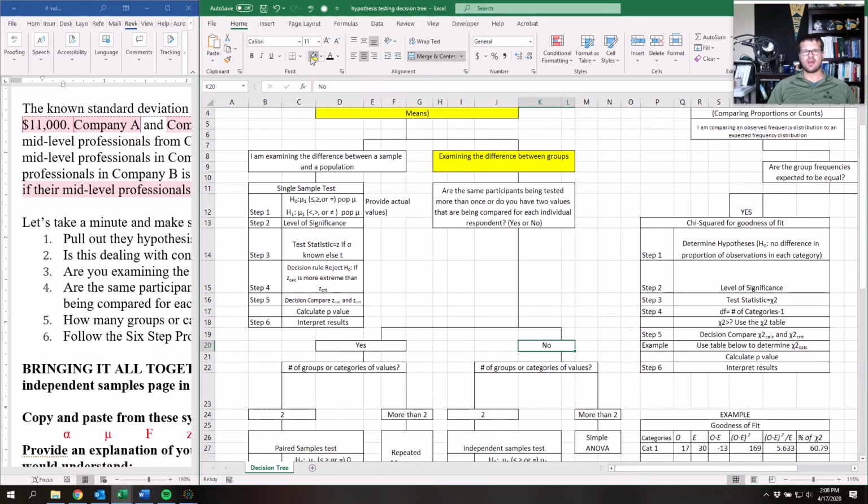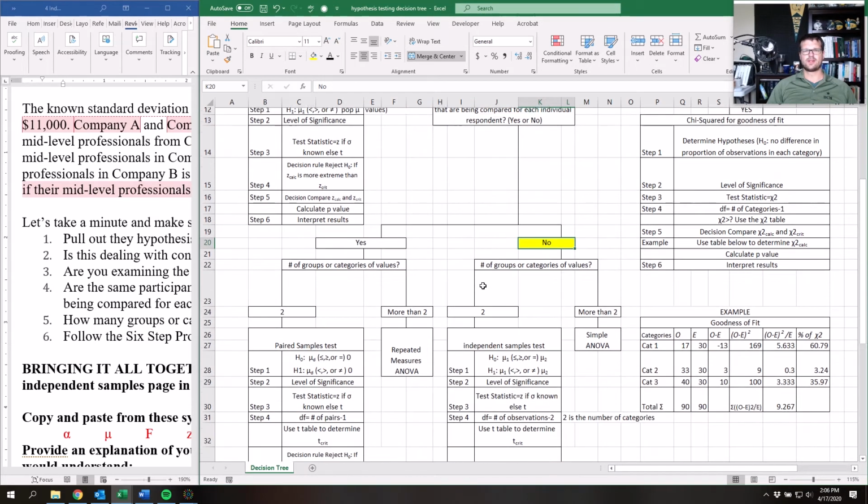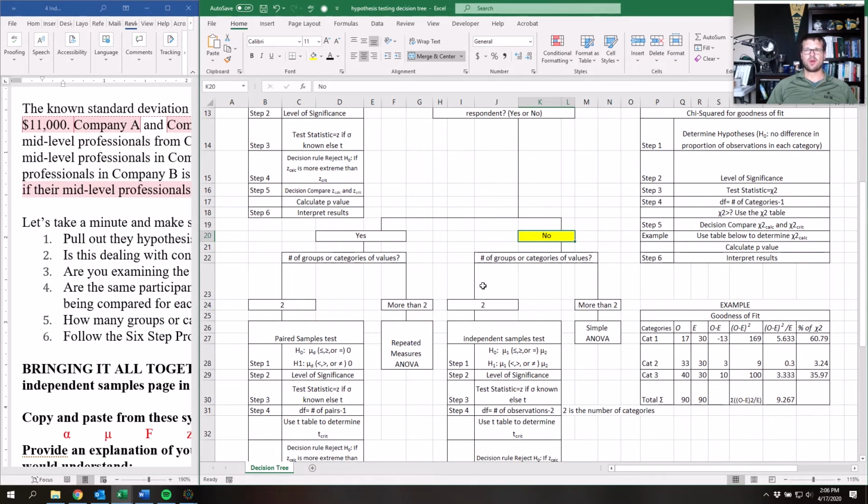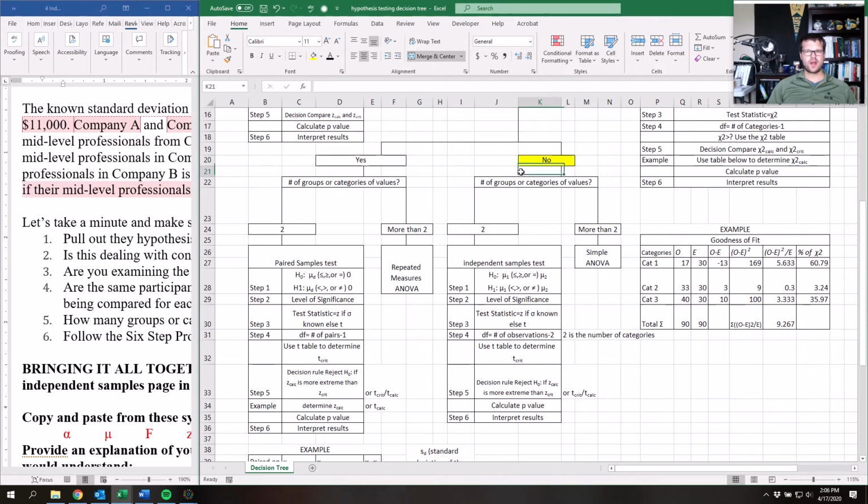The same participant is not being sampled more than once. They're only being sampled once, and so we're comparing one group to another group. The next question is the number of groups. If we have more than two, then you would do something else. But since we only have two groups, what we're going to do is the independent samples test.